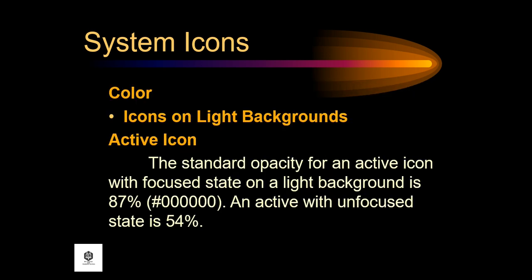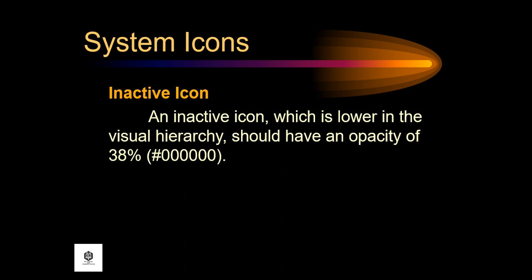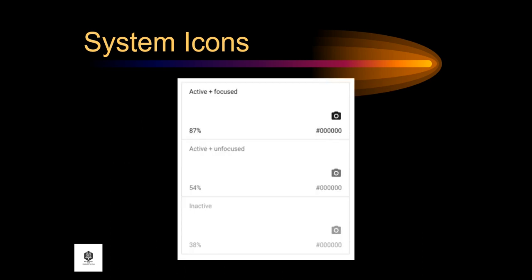How about the color? First, icons on light backgrounds. There is active icon and inactive icon. For the active icon, the standard opacity for an active icon with focus state on a light background is 87%. And active with unfocused state is 54%. An inactive icon, which is lower in the visual hierarchy, should have an opacity of 38%. So here's the sample image for the active, focus, and active unfocused, plus the inactive.